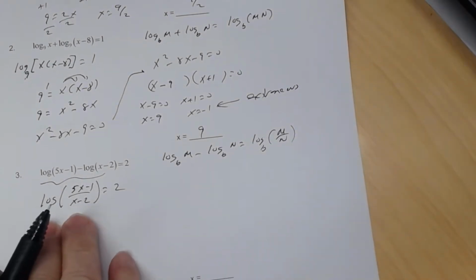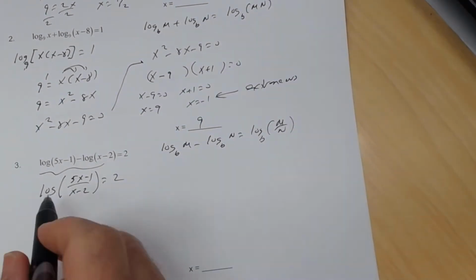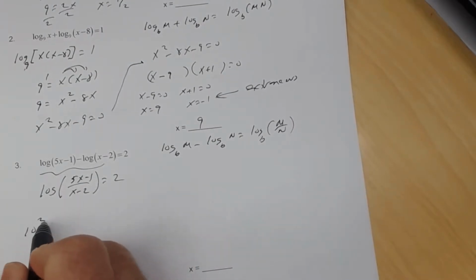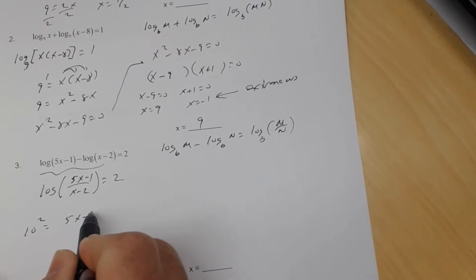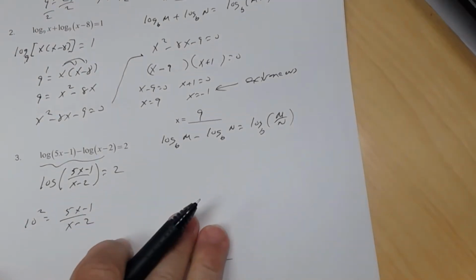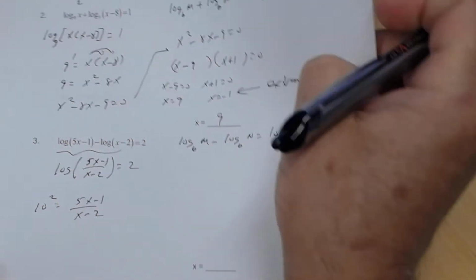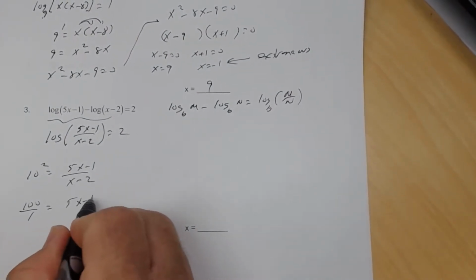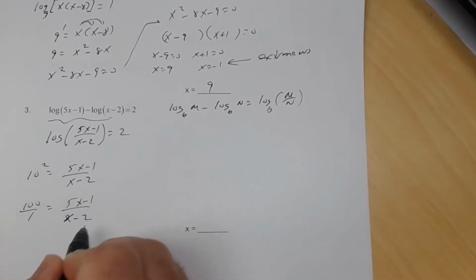All right, so now I wrote it as a single logarithm, so now I'm going to change it to exponential. Base is 10, keep that in mind. So I'm going to say 10 squared equals 5x minus 1 over x minus 2. Now 10 squared, remember, is 100. So I'm going to write this as 100 over 1 equals 5x minus 1 over x minus 2.